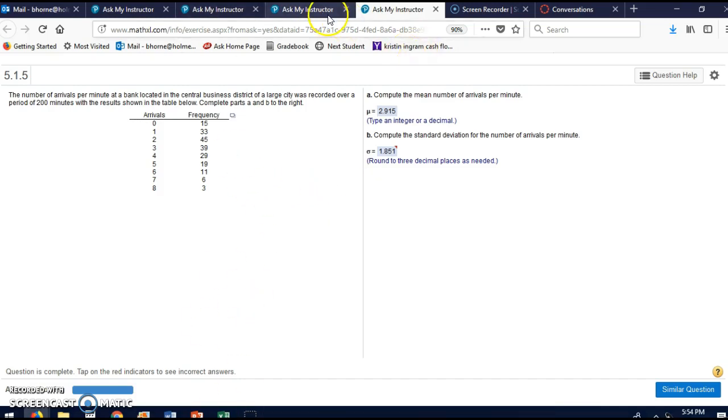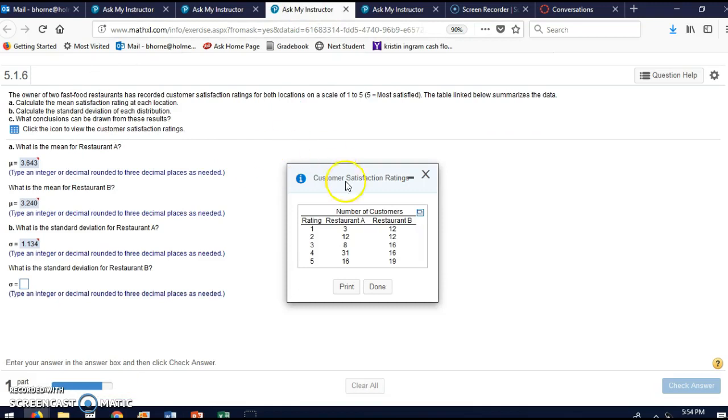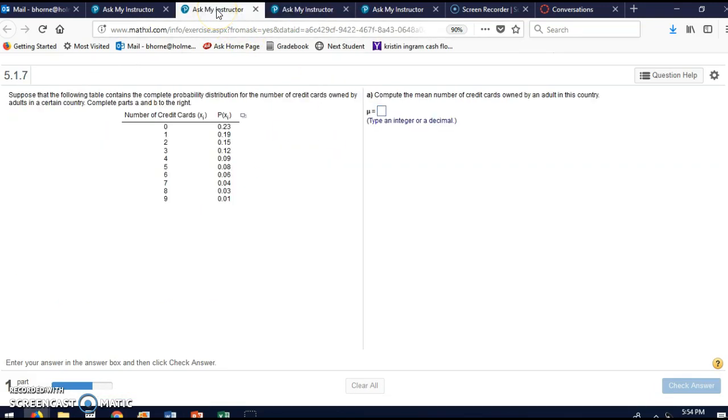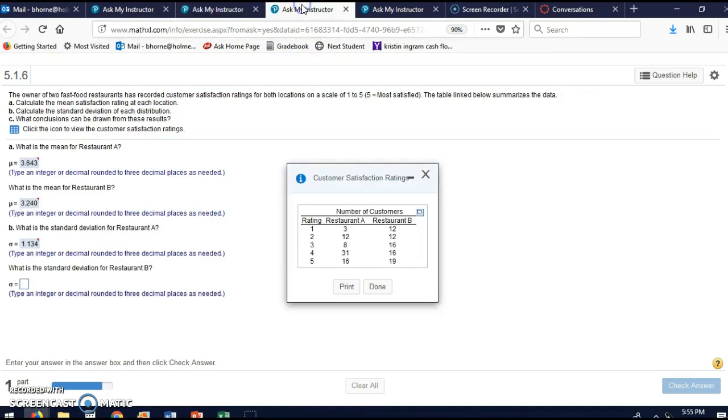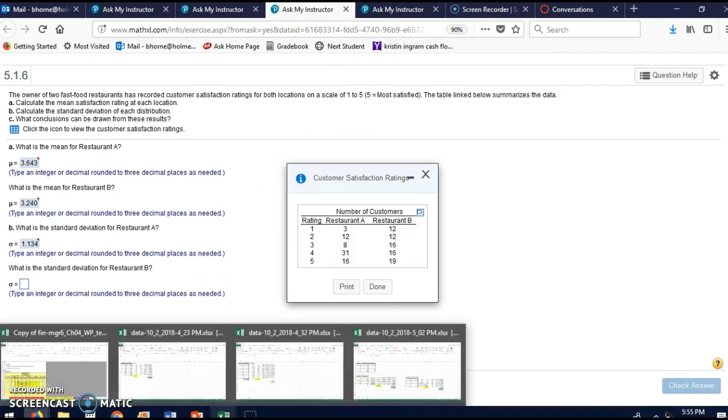So that is 5.15. And then 5.16, I believe that is the last one I did. I didn't work 5.17 because it's very similar to the ones that I'm working in these examples. So 5.16.